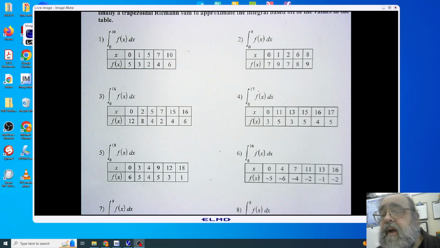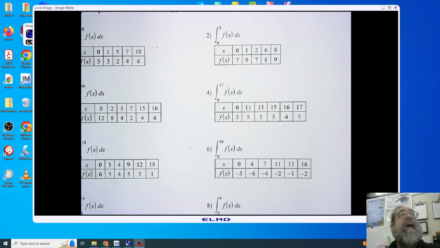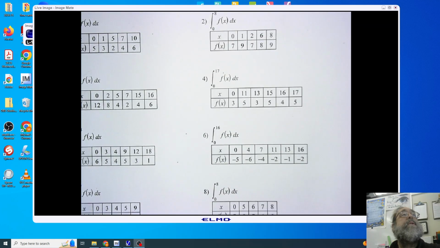Today we're going to be taking a look at classwork number 1 from the second semester, where you are asked to find the left Riemann sum, right Riemann sum, and trapezoidal Riemann sum for the table of values provided. And I will be going through the even problems that you will see today. So you'll notice here are the first 4.